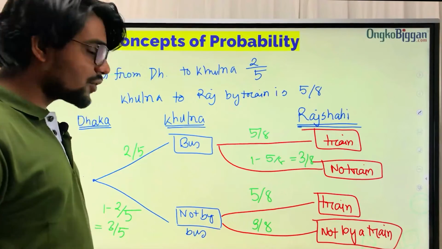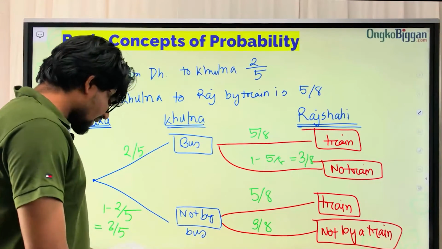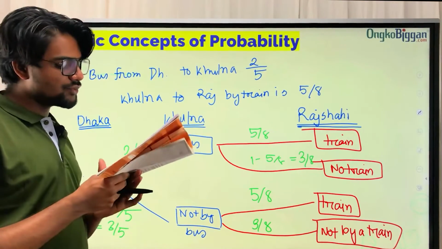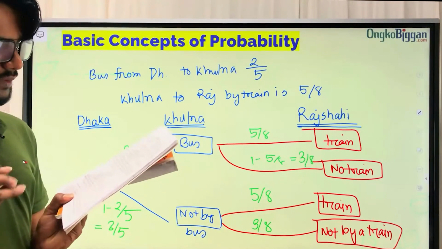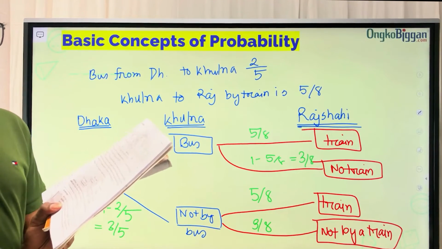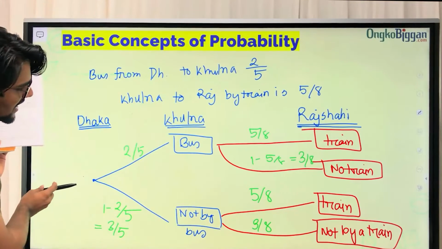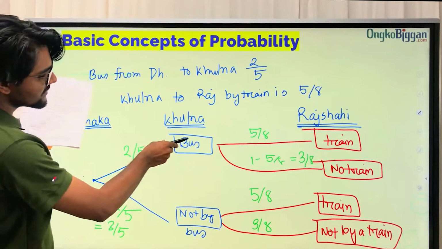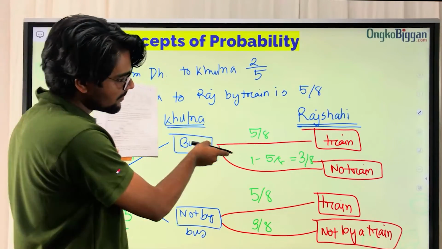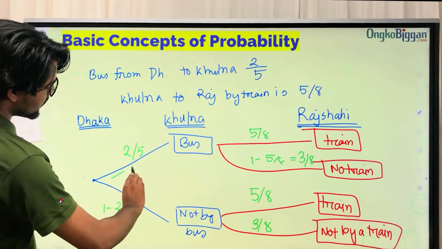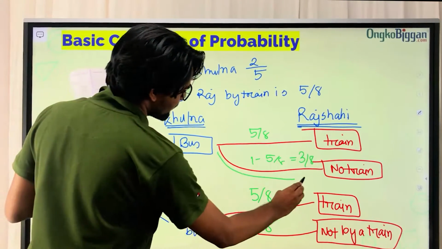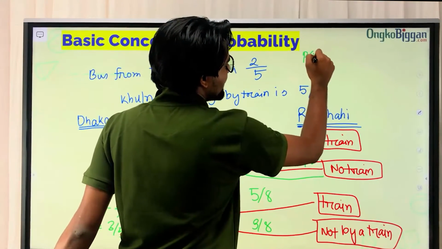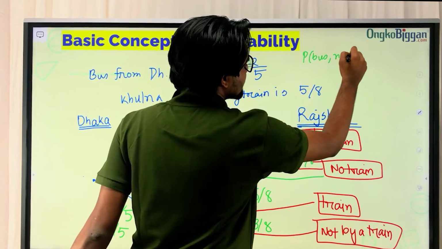Okay, so now that we've drawn the probability tree, we need to actually solve the question. It is given: use a probability tree to determine the probability that the person will travel to Khulna by bus and subsequently travel to Rajshahi not by train. So we need to find the probability of him going to Khulna by bus and him going to Rajshahi not by train. So we are going to work with this branch. So I write P(bus and not train).